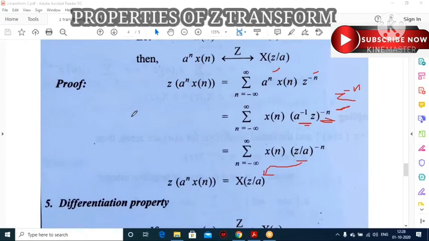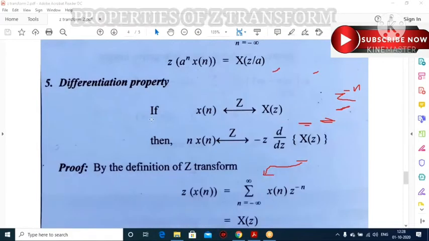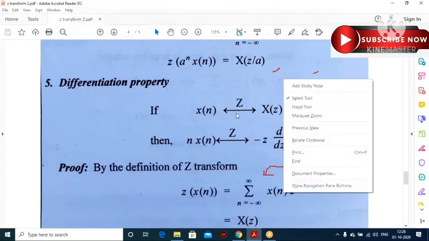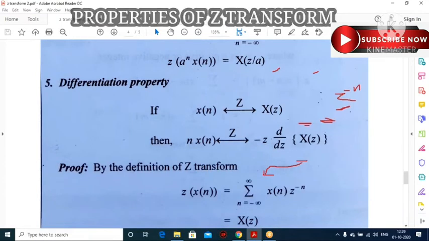Next, the fifth property is the differentiation property. Each property has some tricks. You find out the tricks and note them down, otherwise you are going to get stuck while solving. That is the main thing you have to remember. For the previous one, just substitute m equal to minus n. In this one, instead of z you need to keep z by a. Likewise you can find tricks from each property. Next thing is the differentiation property.